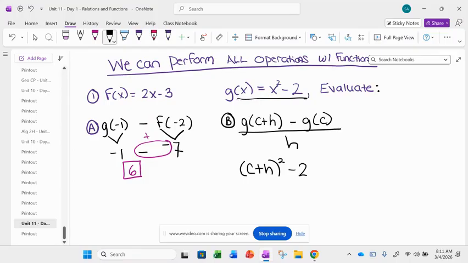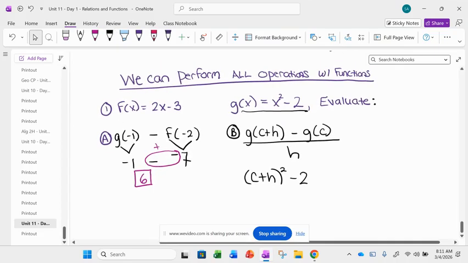Anybody confused with how I got that? Violet? Okay. So, see, g of x is x squared minus 2. And then it's saying g of c plus h. So they're saying go to the function g of x. And wherever you see an x, what am I substituting instead of x? C plus h. But this x is quantity squared, right? So now this is going to be c plus h quantity squared, but we still have that minus 2. Better? Okay.